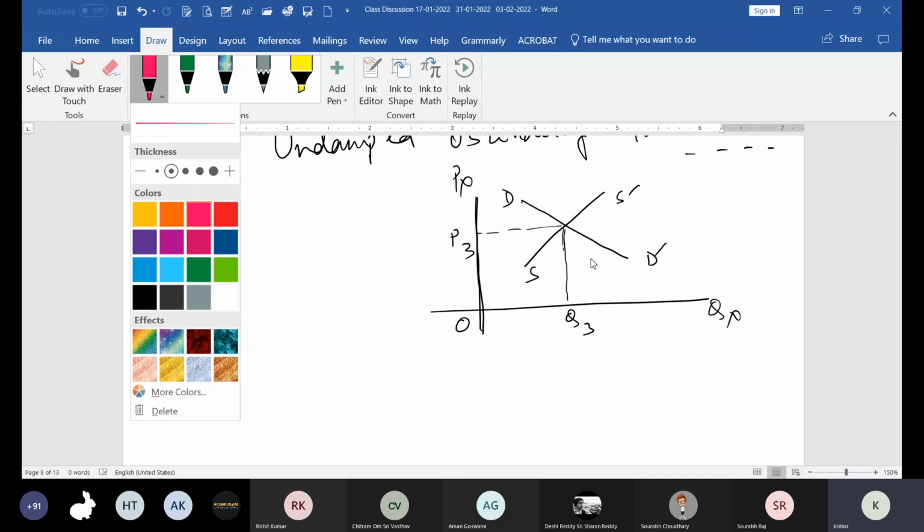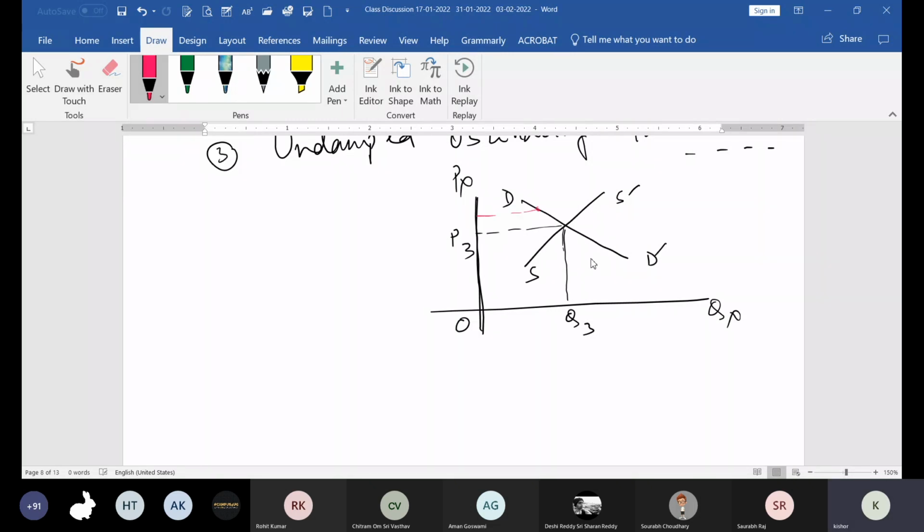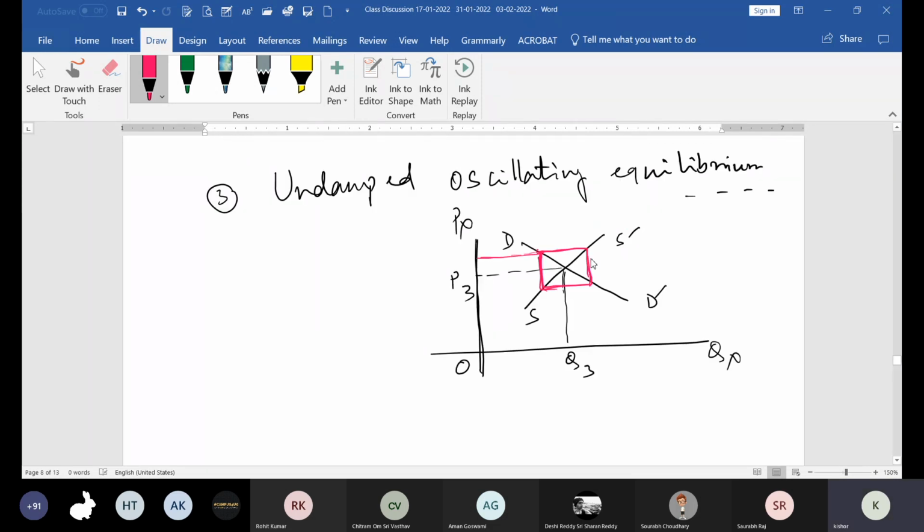Suppose because of some factor your price changes to here. Then, as their slopes are the same or similar, it will oscillate around the original equilibrium position. Neither is it coming back to the original equilibrium position, nor is it going away. So it will be undamped oscillating equilibrium, or simply oscillating equilibrium. It will oscillate around the original equilibrium position. So this is called undamped oscillating equilibrium, or oscillating equilibrium under dynamic condition.